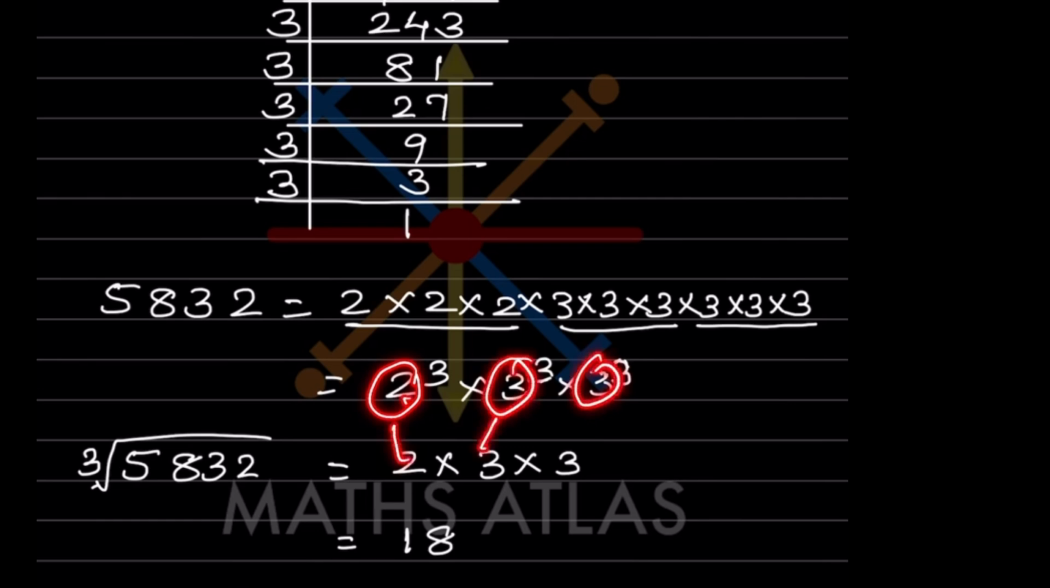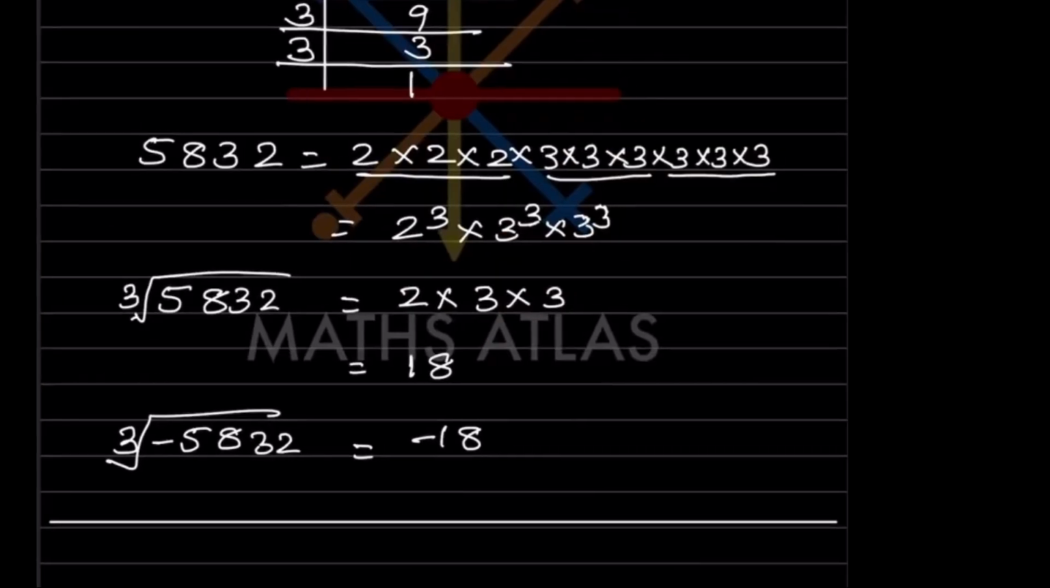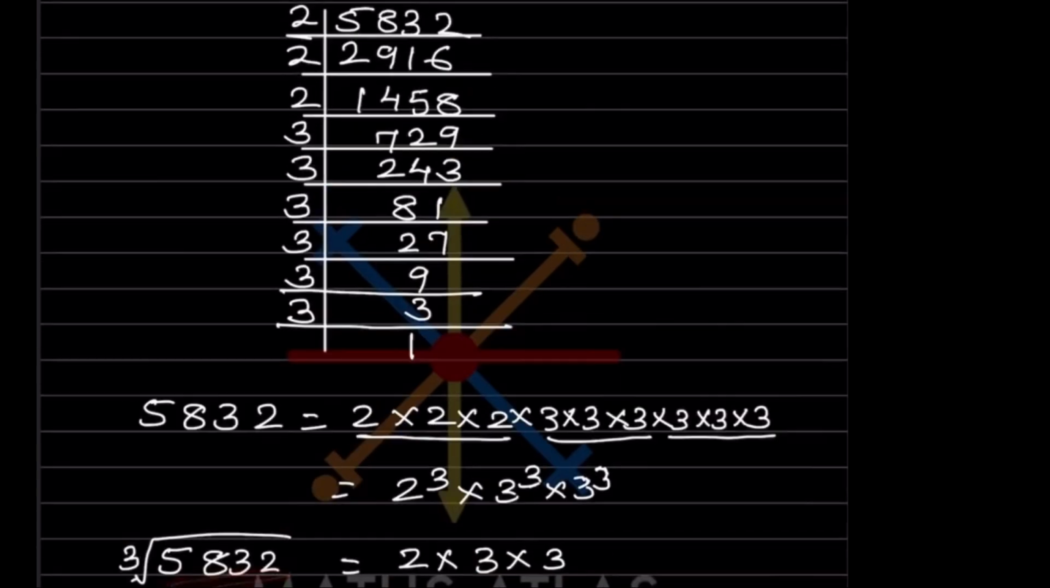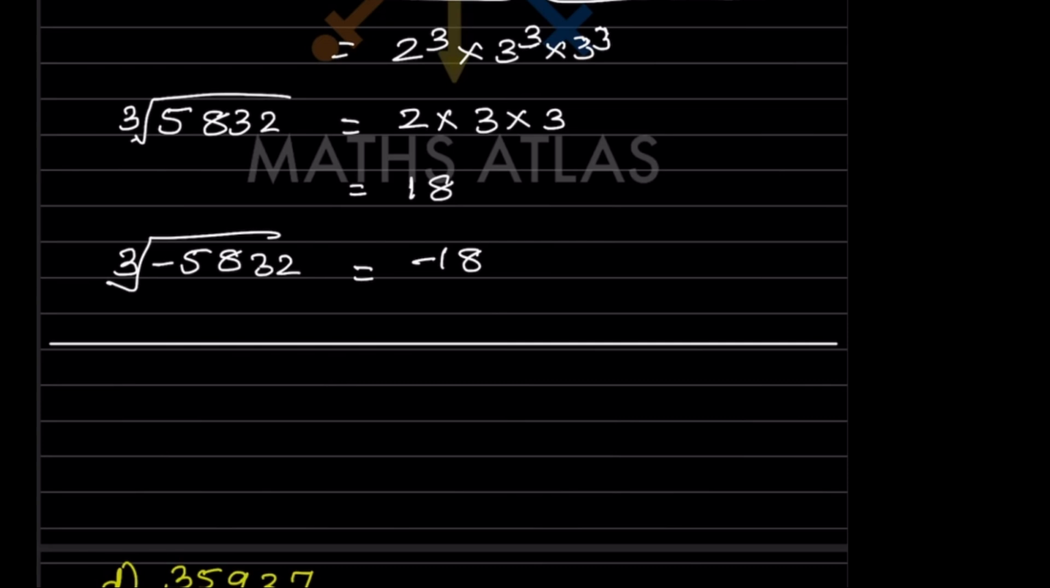So 2, 3 and 3. So you will take here 3 2s are 6 and 6 3s are 18. But now it's negative. So what will you take? This is for the positive, which is 18, but we have here negative 1. So we will take negative 1. So everything is the same. Only thing is you are going to put a negative sign over here.